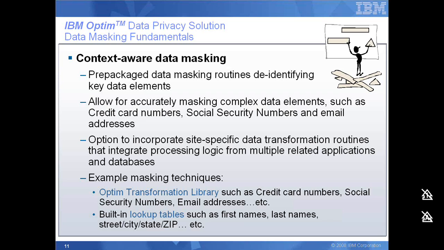Optim has what is called the Optim Transformation Library, which has a huge repository of credit card numbers, social security numbers, email addresses, first names and last names, and you can even customize it to particular credit card companies. For example, you have credit card numbers specifically for Amex, American Express, for Master, for Visa. All these can be customized and privatized for a specific usage. It also has support for a large number of built-in lookup tables, which can be used to mask the first name, the last name, the zip code, the street, basically the address. All these can be masked using the lookup tables.